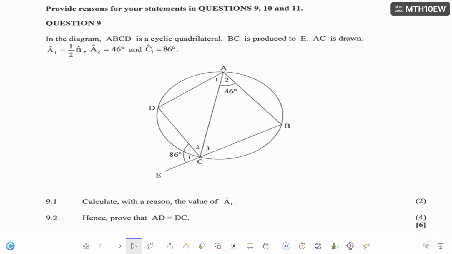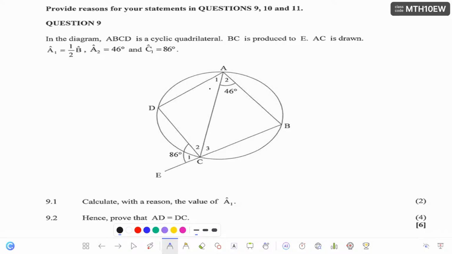So now we are going to question 9. Question 9 is circles. Okay, they said in the diagram, ABCD is a cyclic quadrilateral, and BC is produced to E. AC is drawn. Angle A1 is supposed to be half of B, and A2 equals 46 degree, as we can see, and C1 equals 81 degrees, as we can see. First question, they said calculate with the reason the value of A1.